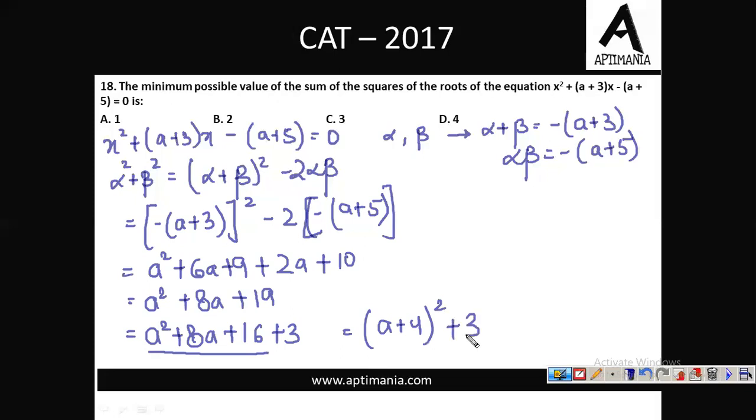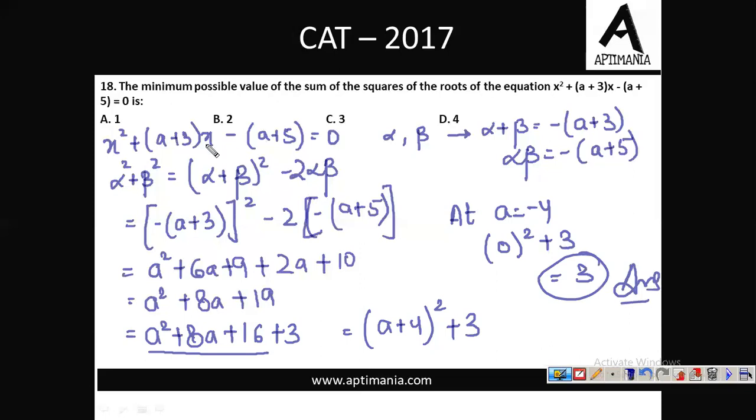Now, since we know that any perfect square can obtain a minimum value of 0 only, because a perfect square can never be negative, and this value will be 0 at a equals to minus 4. So for the whole expression to be minimum, putting a equals to minus 4, we'll get the solution as 0 square plus 3, which is 3. Right? So the minimum possible value of the sum of the squares of the roots of the equation is 3. Option C is the correct answer for question number 18.